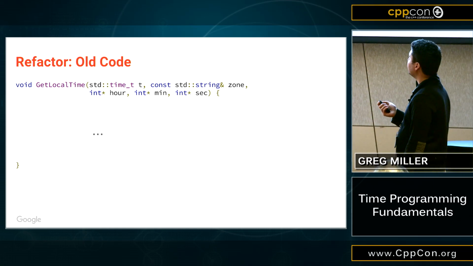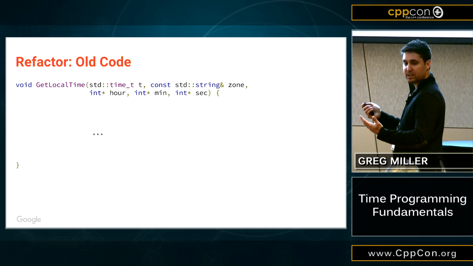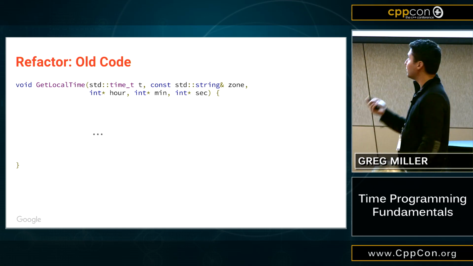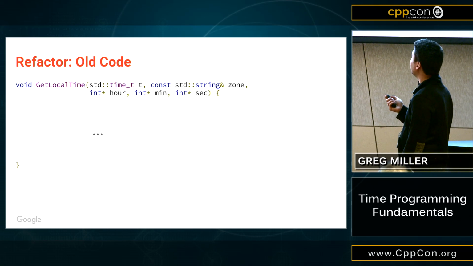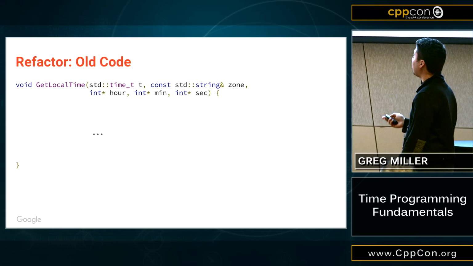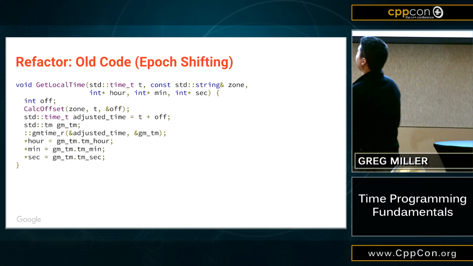In this case, where this function get local time is given a time t and a time zone. So an absolute time and a time zone. So I know from the mental model, given those two things, I can compute a civil time, the corresponding civil time. And the output I want here is hour, minute, and second. So, okay, phew, this one passes the sanity test. It's possible. So let's see how they did it.